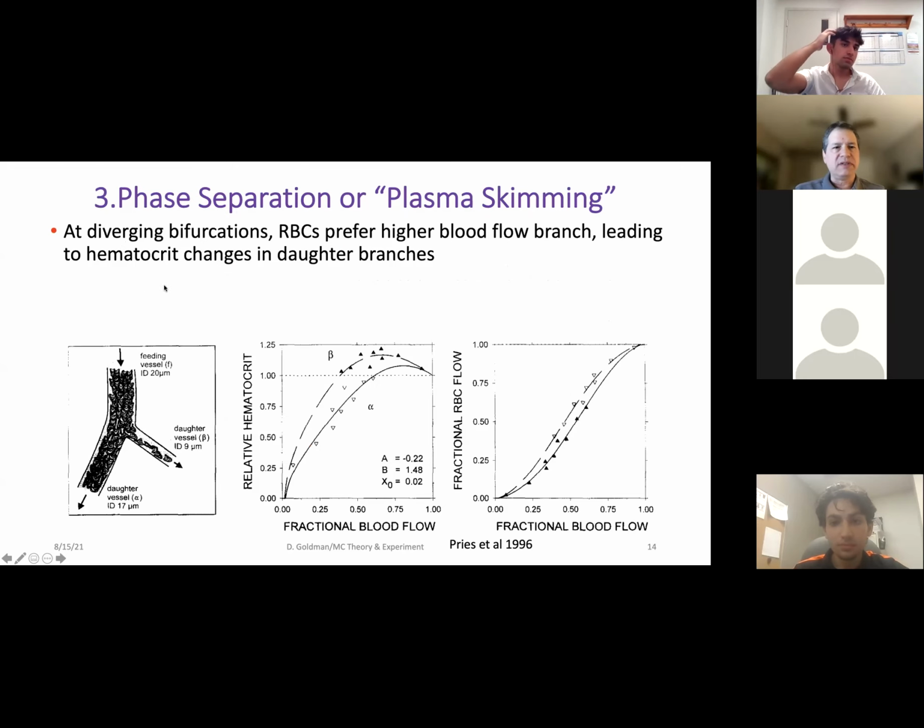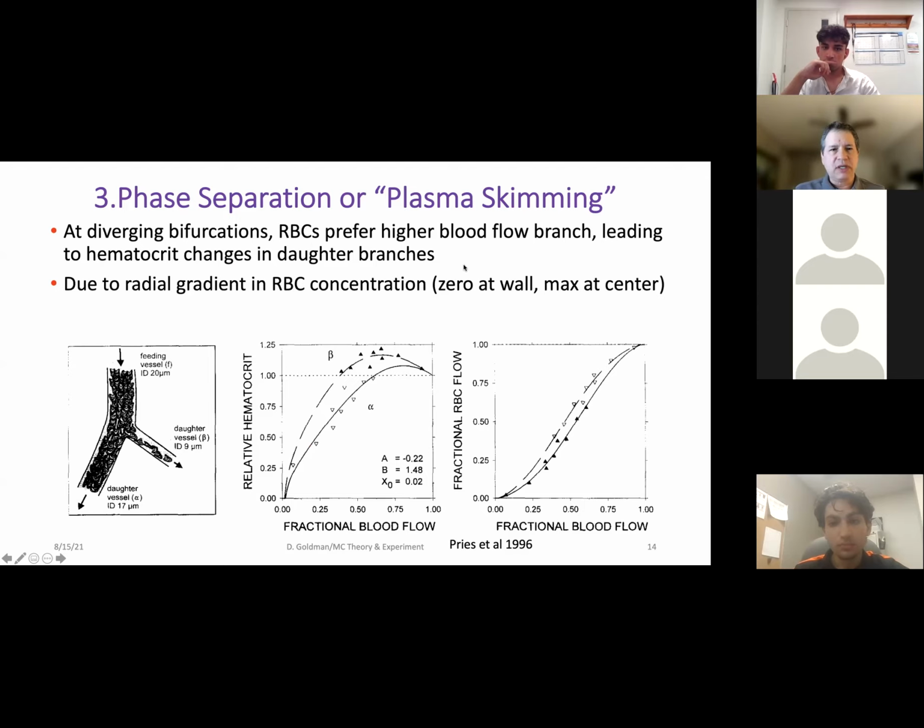Okay, and so the last effect I'll talk about, probably that you guys have thought about or heard about, is this phase separation or plasma skimming. Okay, and so what this is, is that when you have flow into a diverging bifurcation, then you don't get the same distribution of red cells to both branches. Okay, and so one branch might get a higher concentration of red cells compared to the other, and that will change the hematocrit in the system. Okay, and so at the diverging bifurcations, red cells prefer the higher flow branch, and so that changes hematocrits.